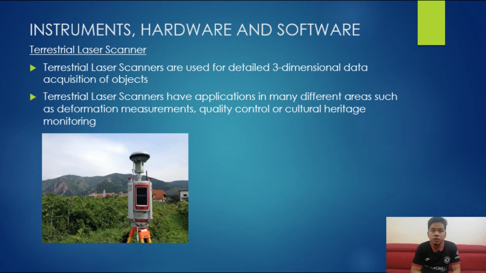Next, second instrument is terrestrial laser scanner. Terrestrial laser scanners are used for detailed three-dimensional data acquisition of objects. This is a very fast and cheap way to produce 3D models. Terrestrial laser scanners have application in many different areas such as deformation measurements, quality control, or cultural heritage monitoring.